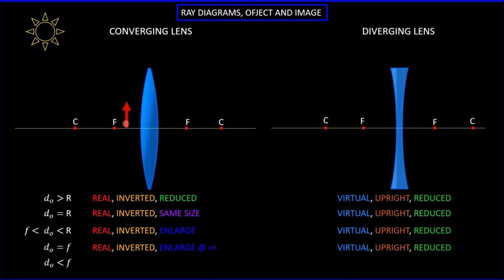The first ray is parallel with the axis, passes the object and hits the lens. After it hits the lens, it passes through point F in the back of the lens. That's for the first ray.